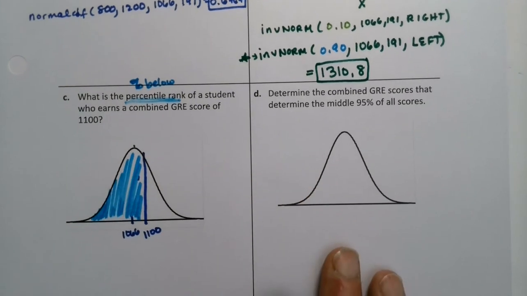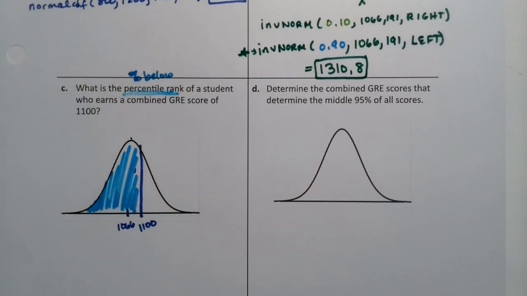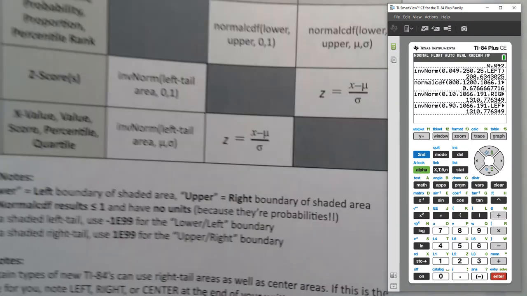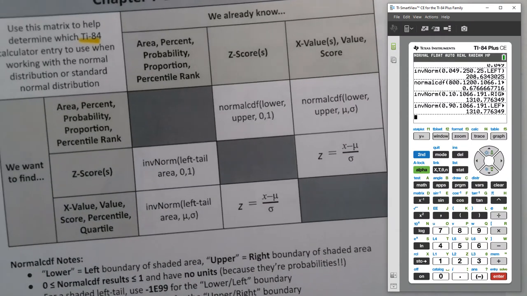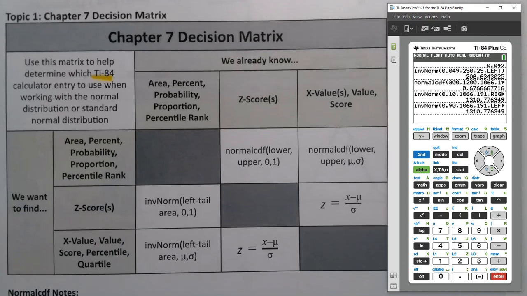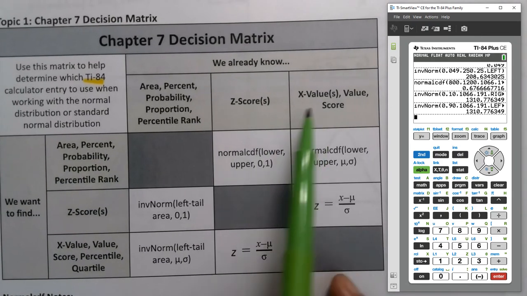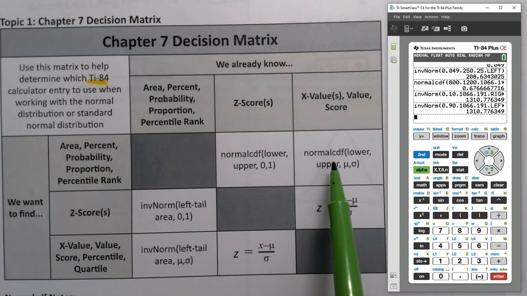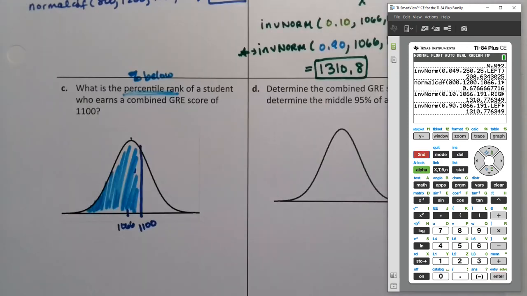This does not mean you did well on this test. I mean, you didn't do horribly. You scored above the mean, but it's not great. All right, where am I going to go? I already know my x value. My x value was 1100. I'm looking for percentile rank, so I'm going to use normal CDF.